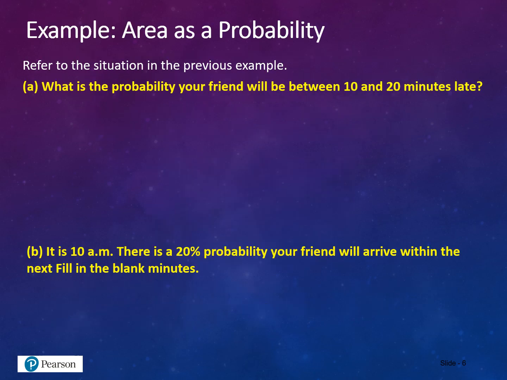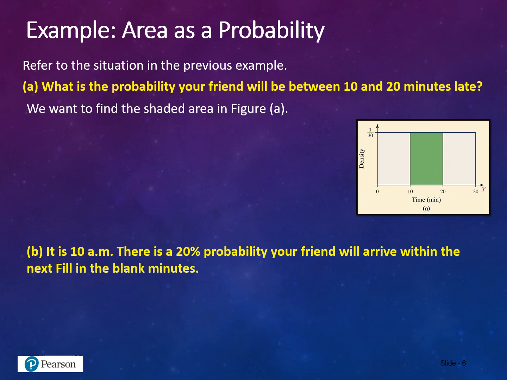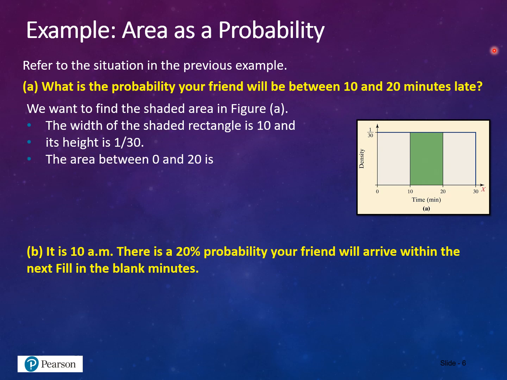Here we're going to do a couple examples. What is the probability your friend will be between 10 and 20 minutes late? What we're doing is shading the area between 10 and 20 on the x-axis and finding the area of this rectangle, and that will give us the probability for this interval. The width of that rectangle is 10, 20 minus 10, and the height of the rectangle is 1 over 30. It's the same all the way across. So the area between 10 and 20 is height times width, or 1 over 30 times 10, which gives us 10 over 30, which is 1/3.